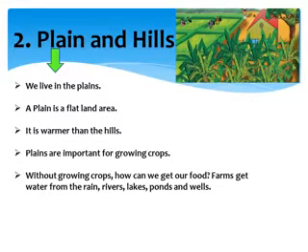Without growing crops, how can we get food? Farmers get water from the rain, rivers, lakes, ponds and wells. As I told, on the plain surface we can grow more crops like rice, wheat and all. The food we are eating comes from the plain surface, so the farmer needs to grow that. For that, how will they get water for the plants? They'll get it from rain, rivers, lakes, ponds and wells. From all these sources they'll get water for the plants, so the plants will grow and give us food.